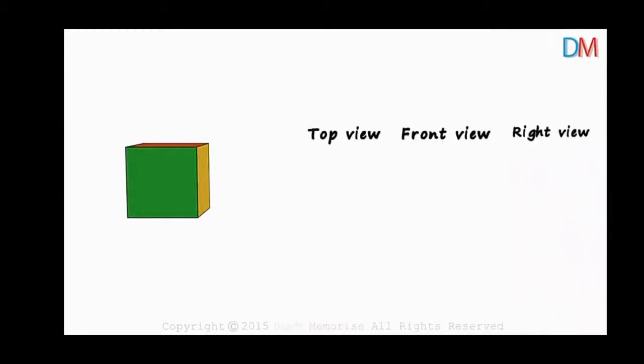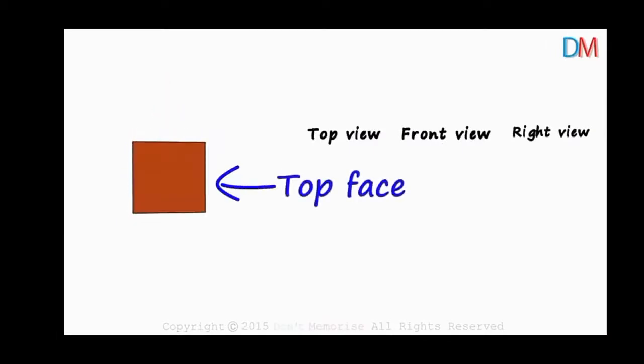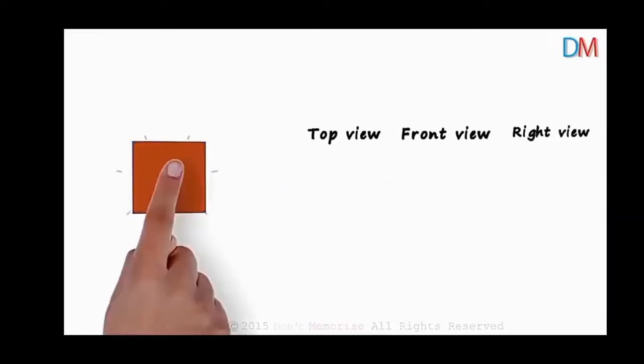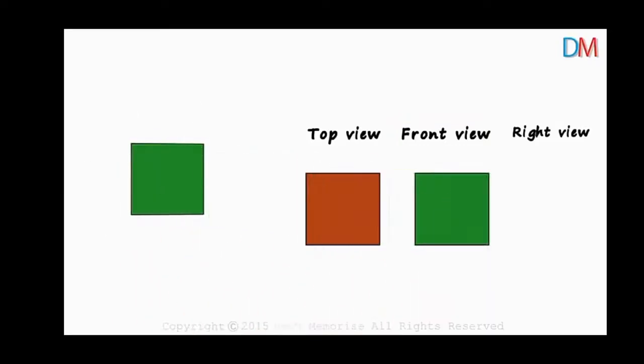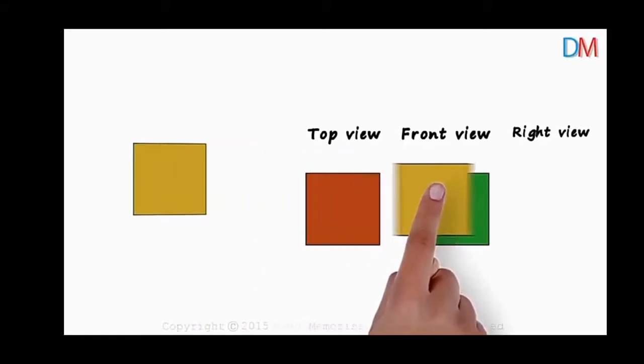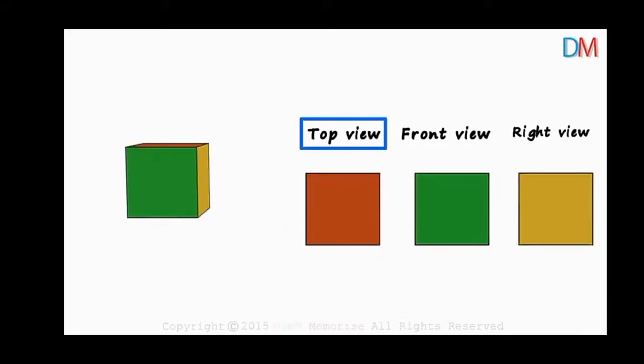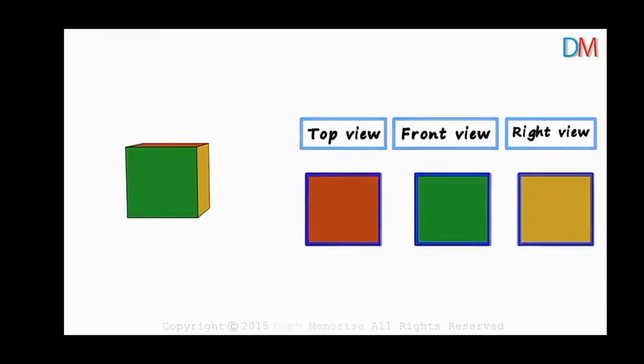Let's get started. How would the cube look if you are looking from the top? We can see this is the top face, which is a red square. Clear? Let's come back to the original position. How would the cube look if you are viewing from the front? We can see its front face, which is a green square. And how would the cube look if you are viewing from the right side? A yellow square, right? Yes. So we have found the top view, the front view, and the right view of a cube.